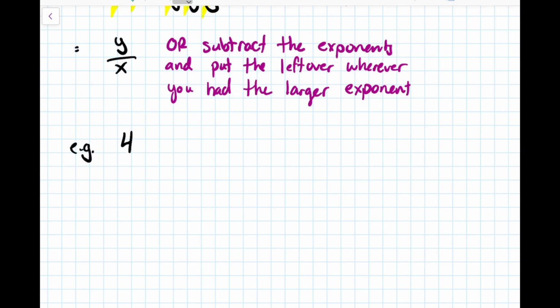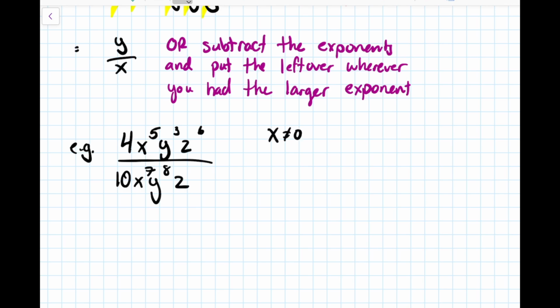So if we've got 4 x to the power of 5 y cubed z to the power of 6 over 10 x to the power of 7 y to the power of 8 z. And so remember, when you've just got a bunch of variables multiplied together, your NPVs are all just going to be 0. So x can't be 0, y can't be 0, and z can't be 0. Okay, so again, we could break this all up into 5 x's, 3 y's, 6 z's on the top, and then a bunch of x, y's, and z's on the bottom, but that's going to take a really long time.